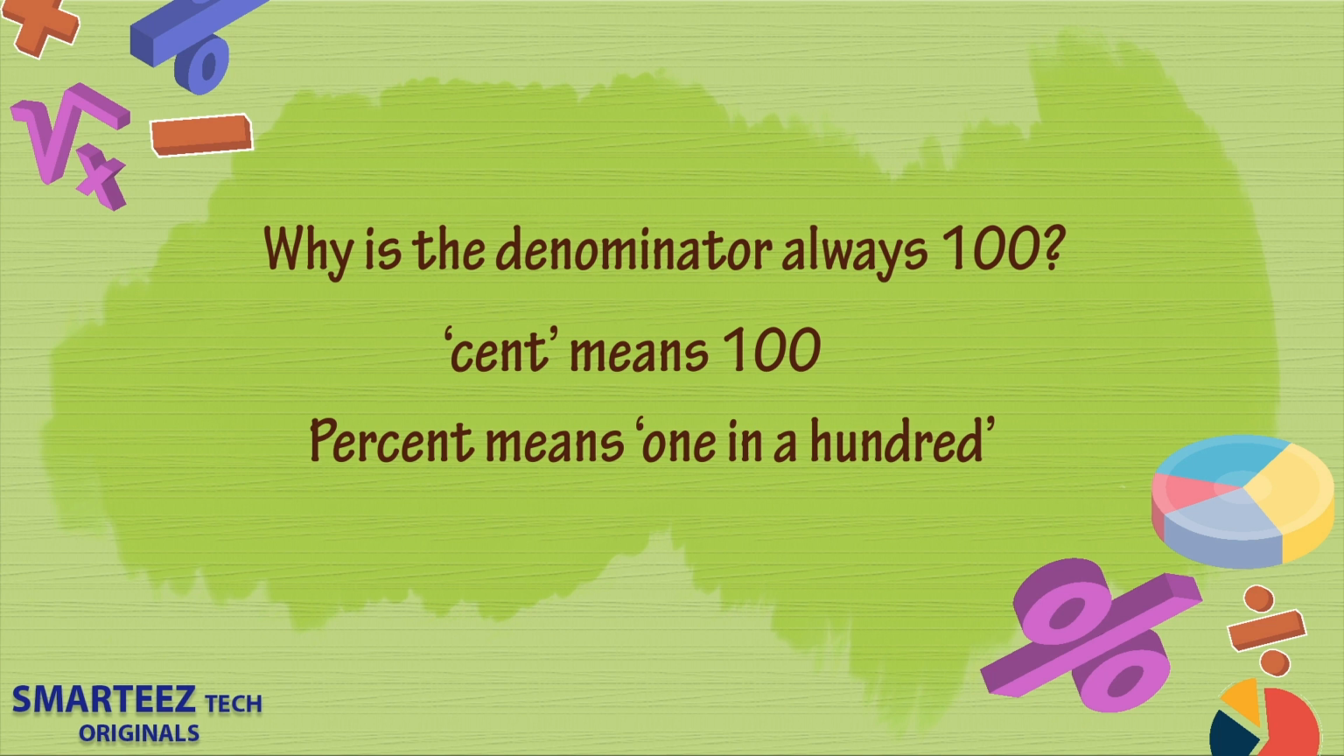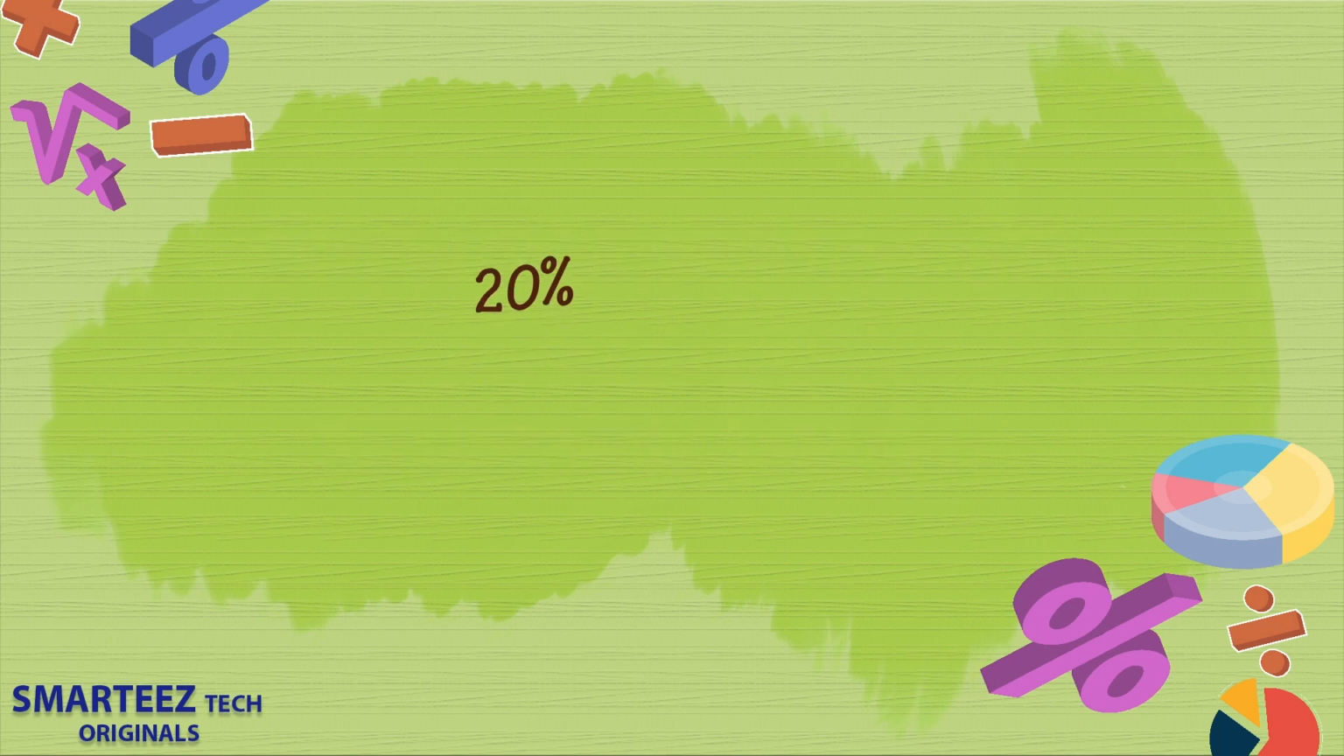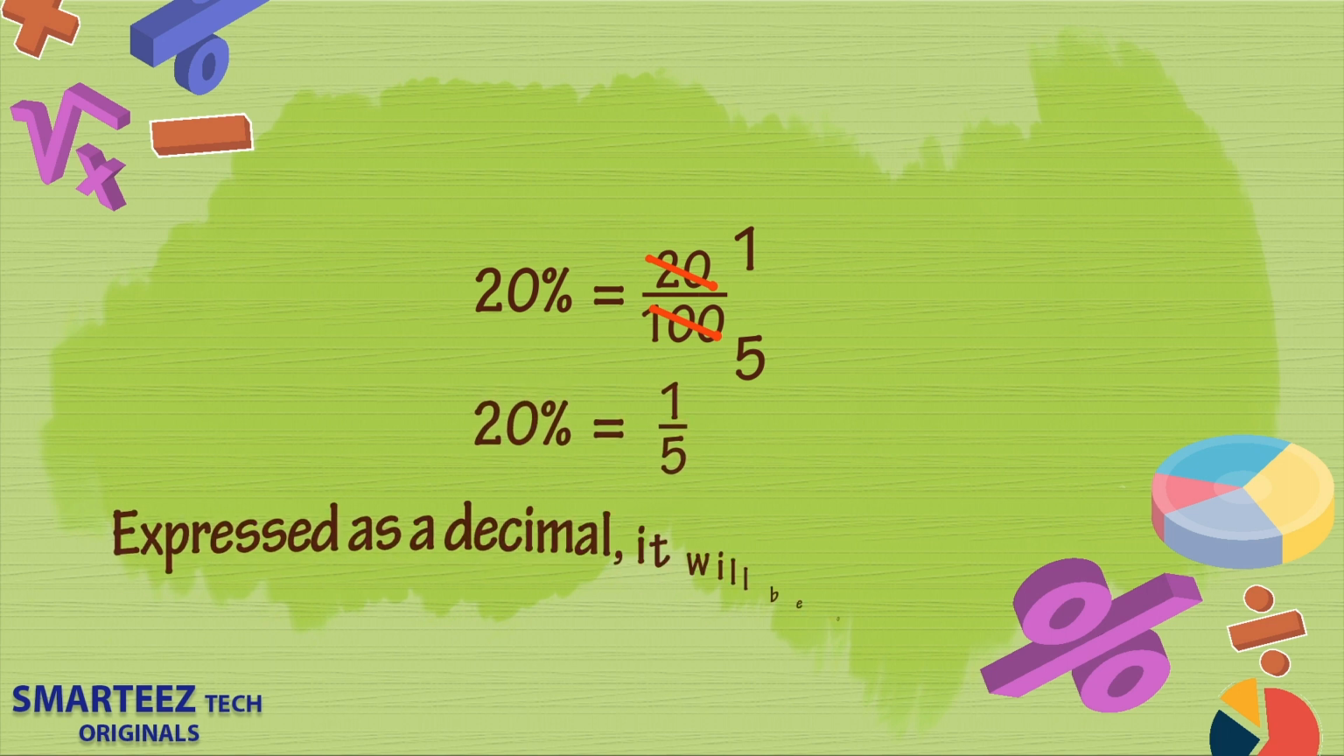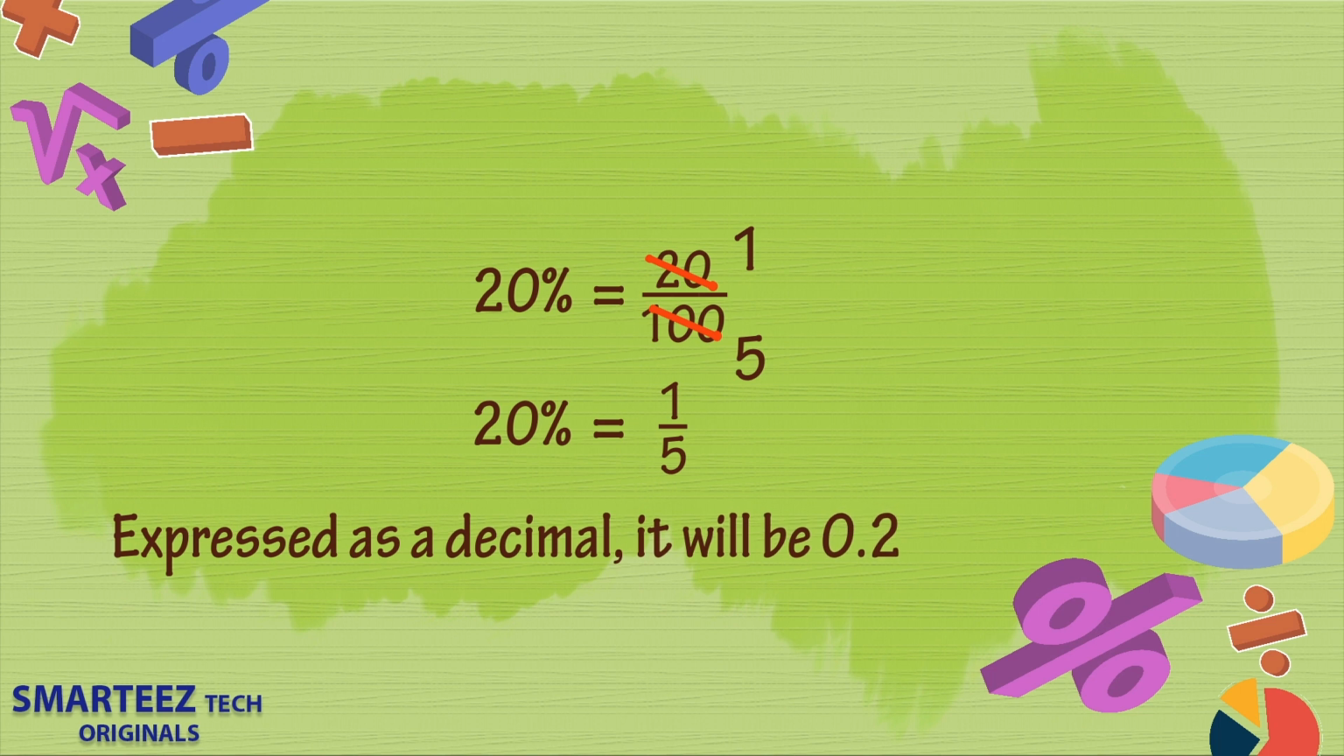We learn how much percentages are used in our everyday life a little later. But first, let's cover some basics. We write 20% as 20 followed by a percent sign, which is then equal to 20 over 100. You can simplify this fraction of 20 over 100 to 1 over 5. So 20% is 1 over 5 or 1/5. Expressed as a decimal, it'll be 0.2.